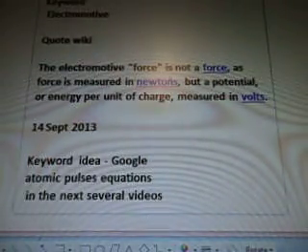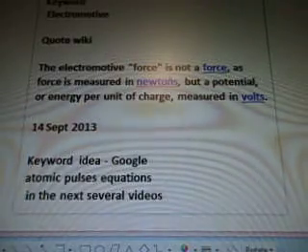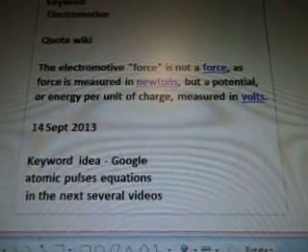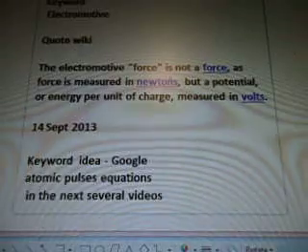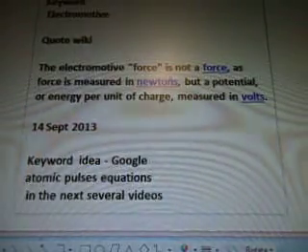September 14, 2013. Keyword idea. Google atomic pulses equations in the next several videos. So we're back to that. Take rabbit trails and then come back to it, right?